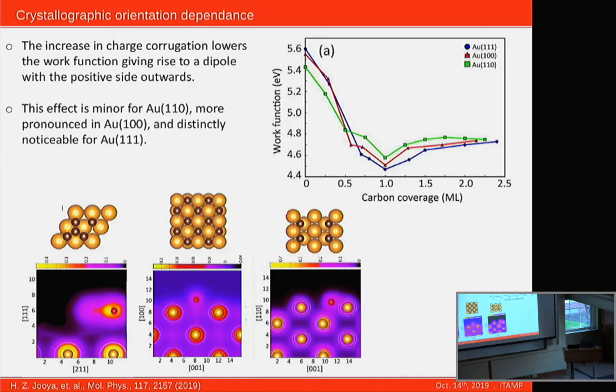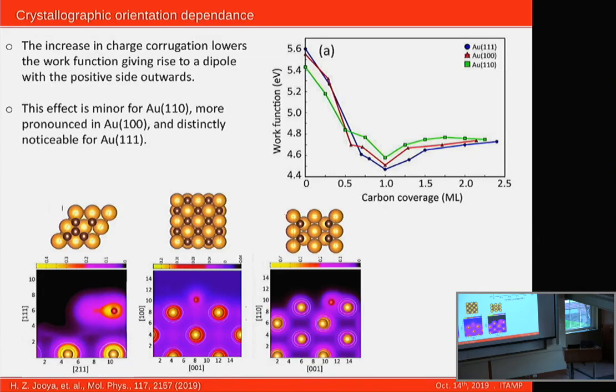So the carbon sits on top and generates a corrugation in the electronic charge distribution. These are the electronic charge distributions of the surface. The higher this electronic corrugation gets, the lower the work function becomes. That's why 111 goes down. But in 100, the gold atoms are more distant, so the carbon gets the chance to get into the first layer, and then the work function doesn't go that low. The best is this 110, where the gold atoms are pretty distant and the carbon can really penetrate into the first layer.